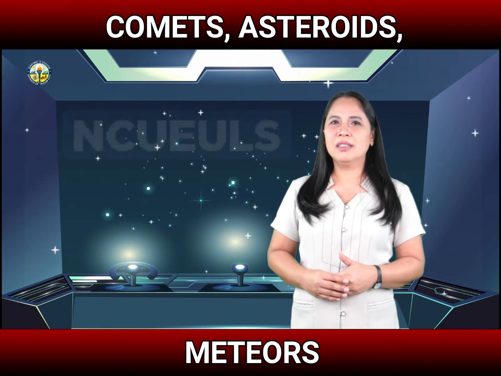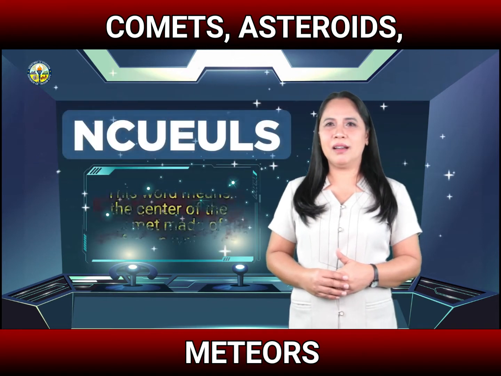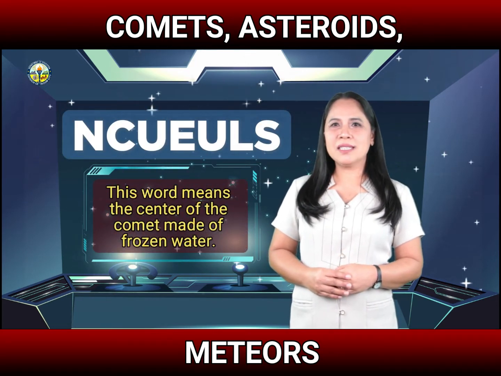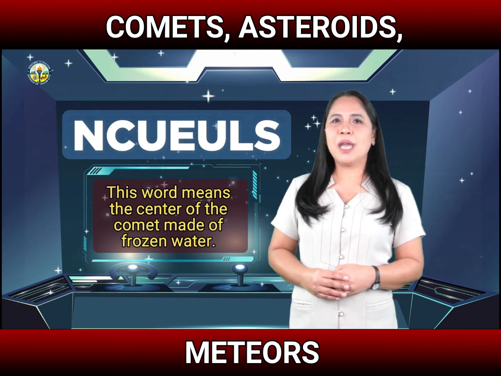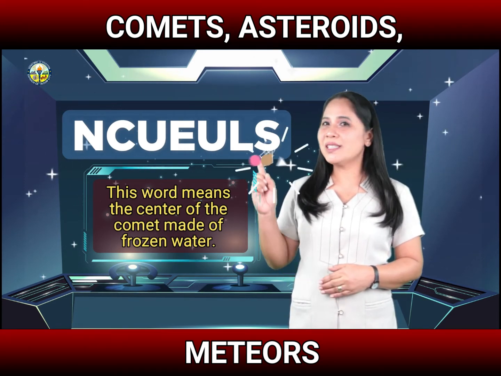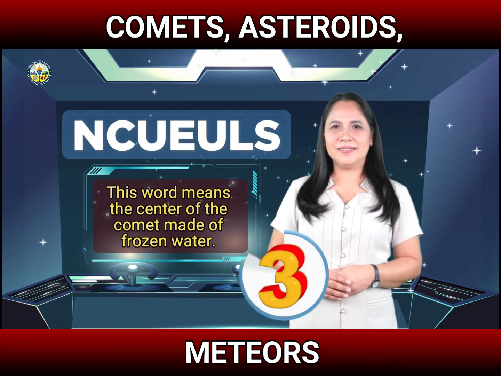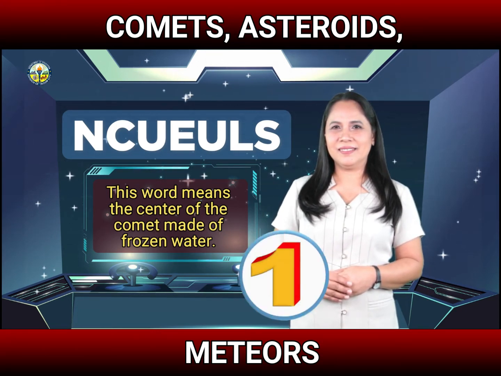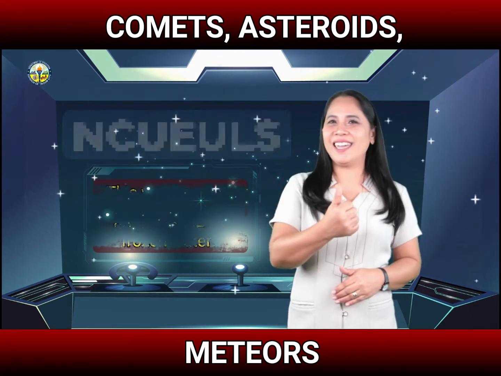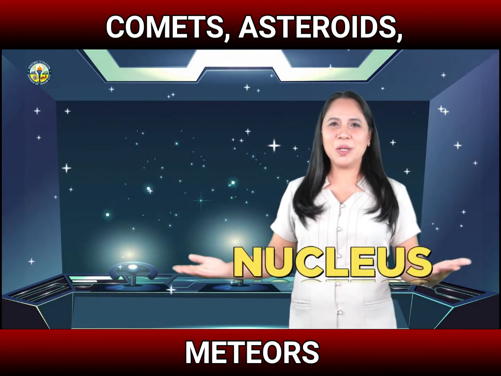Number 4. The jumbled letters are... This word means the center of the comet made of frozen water. What is the correct word? Amazing! The correct word is nucleus.